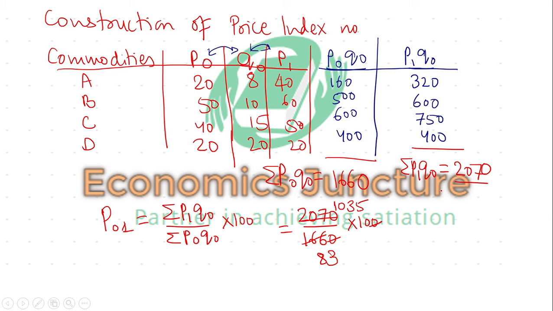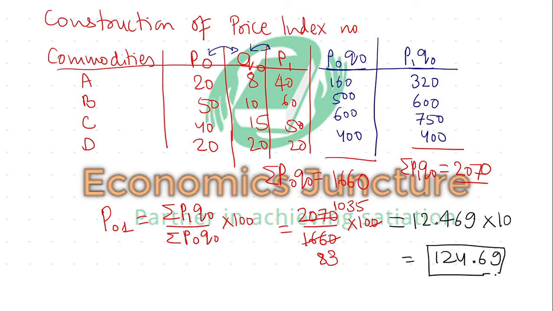So what we have got here is 12.469 into 10. So our index number is 124.69, and this is our answer. This is what we'll get as our answer, 124.69.